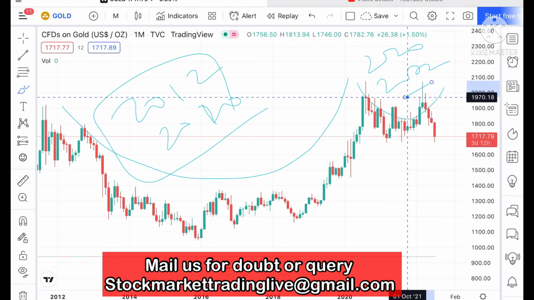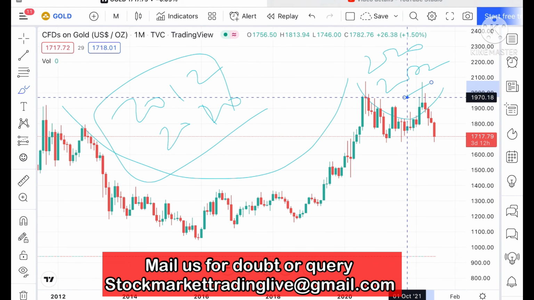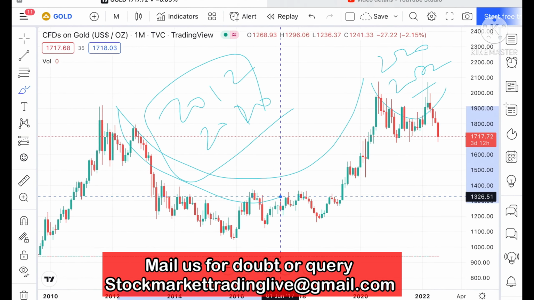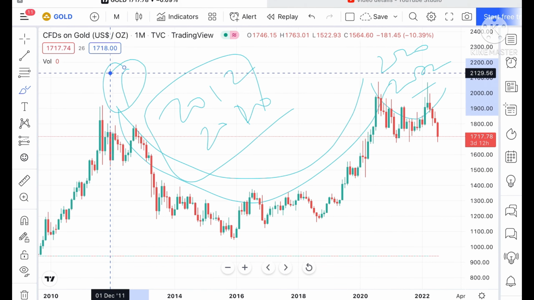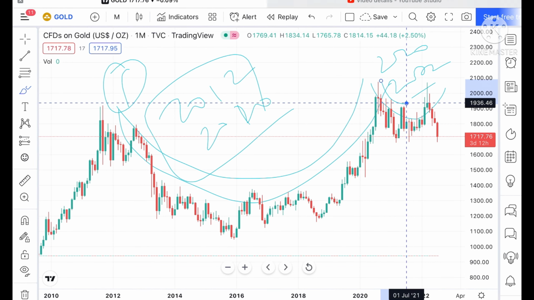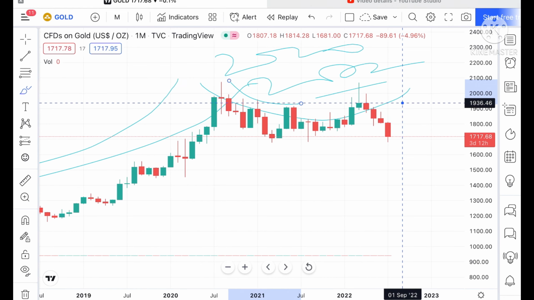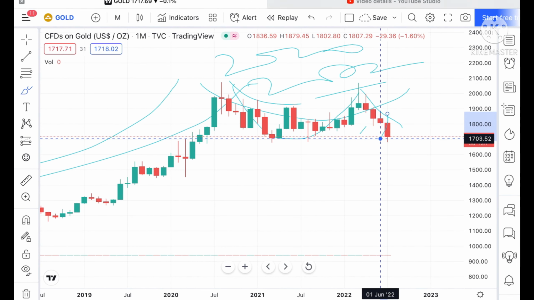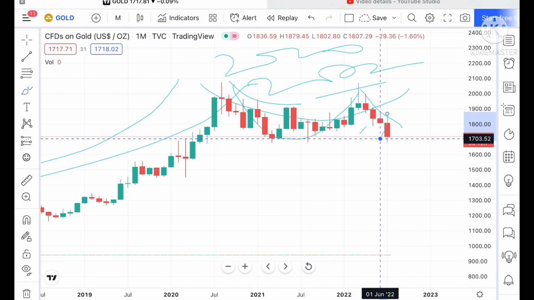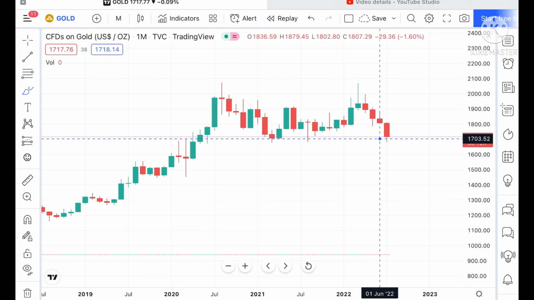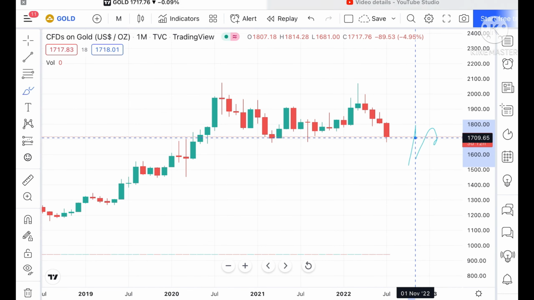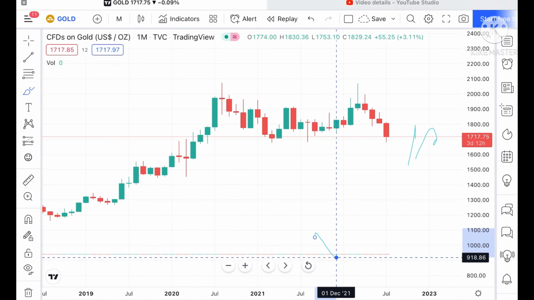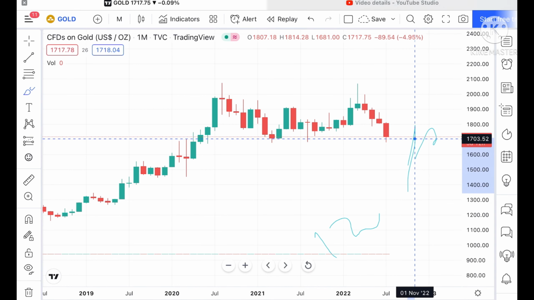Now look at the chart. If you look at the chart properly, for the first pattern we have seen a cup pattern forming, but for the second one we have seen this U pattern breaking from the downside, and this support is not being tested. This support is already a weak support, so the probability is very high that it can go further down and touch another low of around 1703.